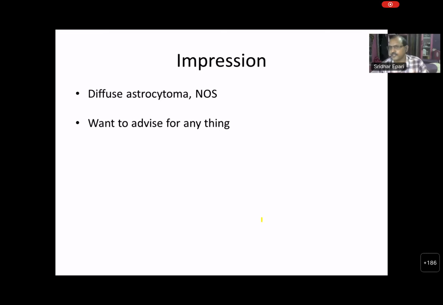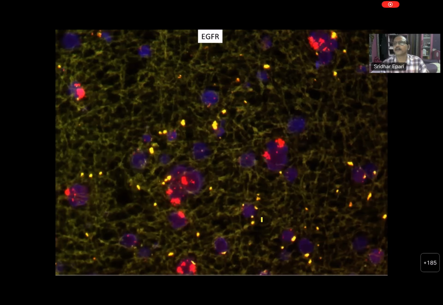Here, your impression is a diffuse astrocytoma NOS because morphology is an astrocytic tumor. You could not prove whether IDH mutation is there or not. So NOS means you have not evaluated molecularly further. So my advice is either IDH mutational studies or an EGFR amplification or TERT promoter mutation studies. Which one? We did it here by EGFR, by FISH.